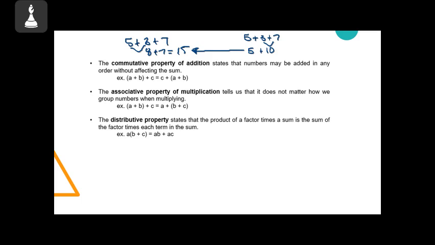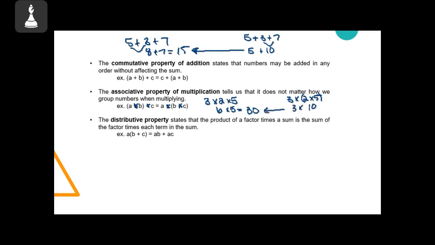Let me correct these symbols here. These should be multiplication symbols. I apologize. The associative property of multiplication tells us that it does not matter how we group numbers when multiplying. So just like addition, if we are only multiplying, say three numbers together, it does not matter which order I do them in. So 3 times 2 times 5. If I do 3 times 2 first and get 6, 6 times 5 is 30. That is going to give me the same answer as if I do 2 times 5 first and get 10, and then times that by 3, I still get 30.